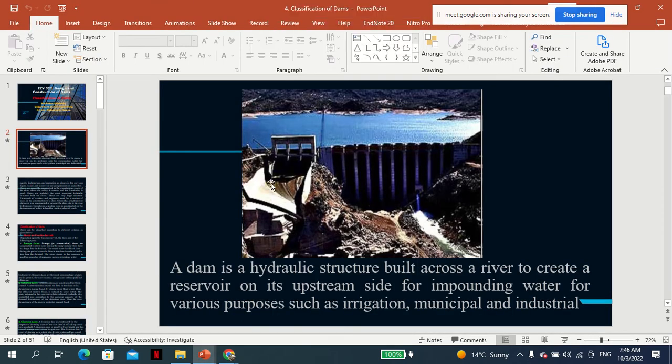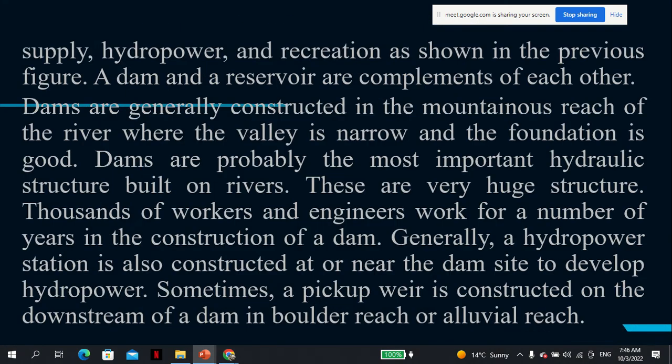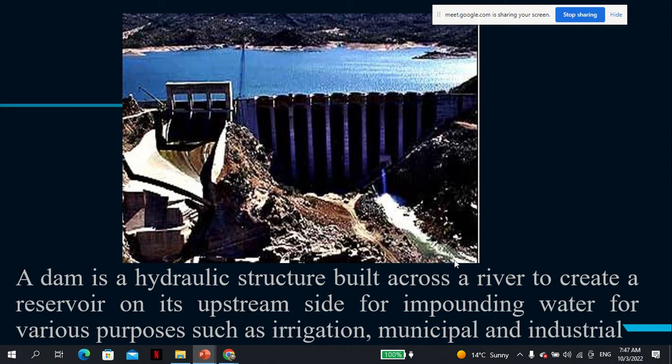A dam is a hydraulic structure built across a river to create a reservoir on its upstream side for impounding water. You should already know this, for various purposes such as irrigation, for municipal or industrial usage, and the supply of water. Sometimes you can talk about hydropower, recreation, and so on. So, as already shown in the previous figure, you impound water for various purposes.